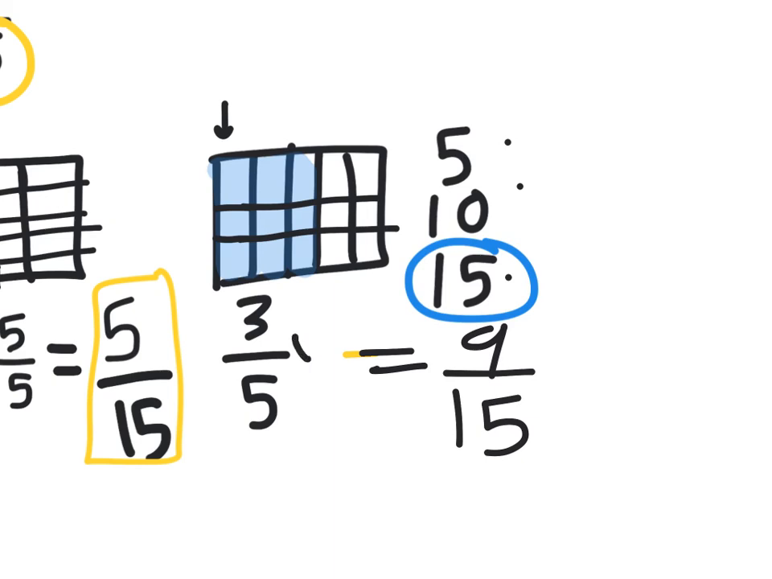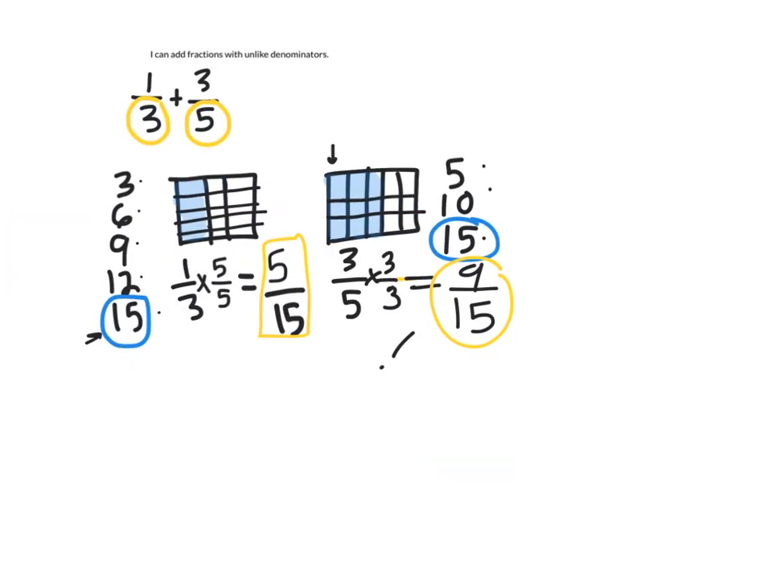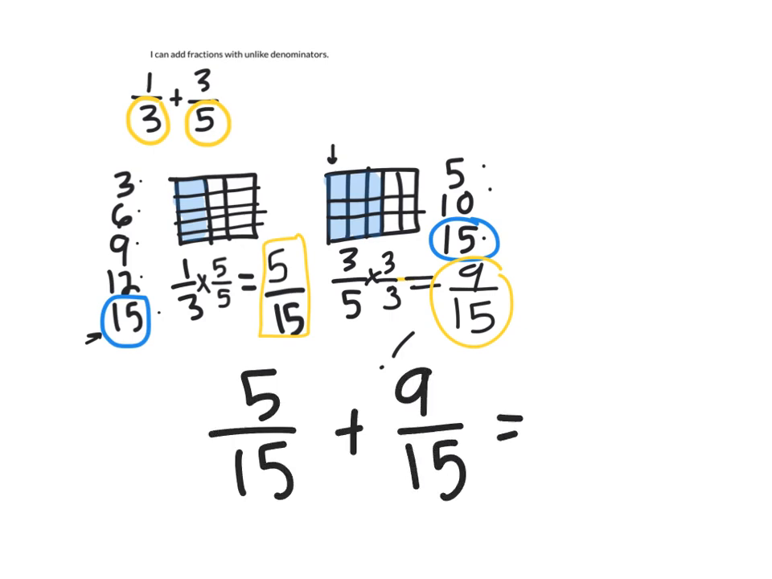How did I get there? I simply multiplied by 3/3 because 5 times 3 is 15. So here's my new fraction. And now at the end, I'm going to just rewrite my equation here at the bottom. 5/15 plus 9/15 equals 14/15. And that is how we solve addition with unlike denominators.